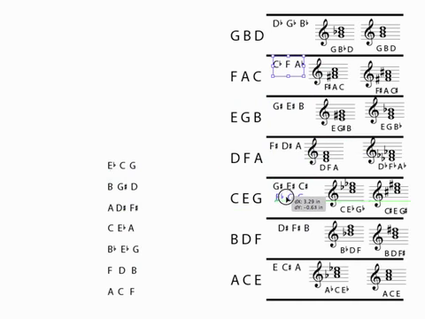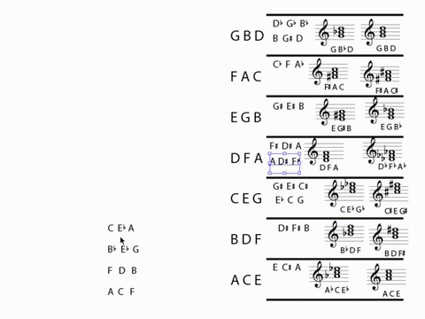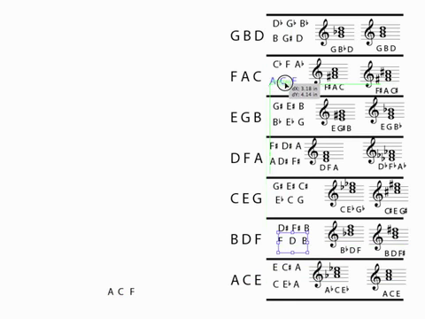CEG. GBD. ADF is DFA. This is another scrambling of ACE. BEG is EGB. BDF. And lastly, ACF is FAC. So we had 2 of each, and they're unscrambled.